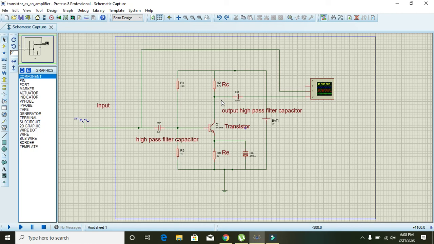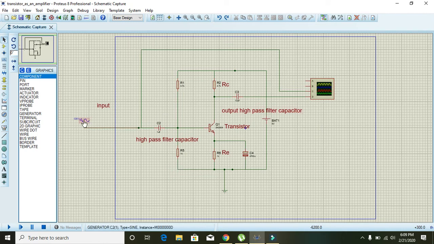Hi guys, today in this video we will learn how to make a transistor based amplifier within the Proteus. So first of all, for this circuit we need one transistor, some capacitors and some resistors. On the output, we have connected an oscilloscope for the visualization of the output signal.